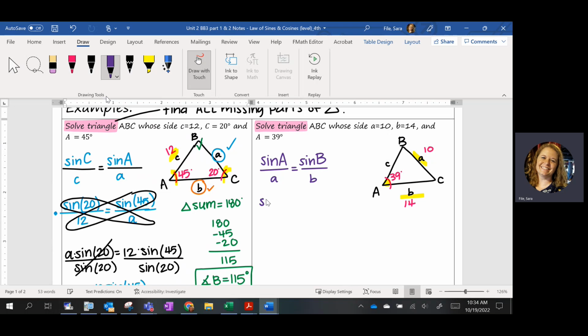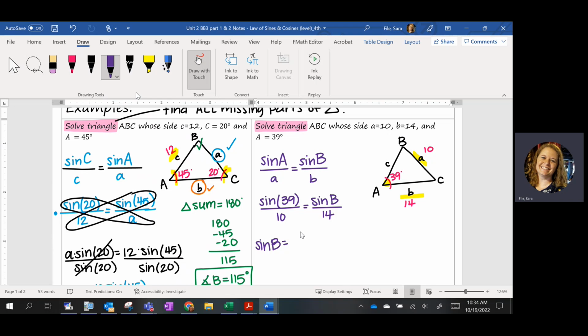Okay, so I'm going to plug in what I know. So sine of 39 is to 10, and sine of B is to 14. Okay, so what's different on this one than the ones we did on that first example? The missing piece is an angle instead of a side. But it doesn't change how we start the problem. We still start by cross multiplying.